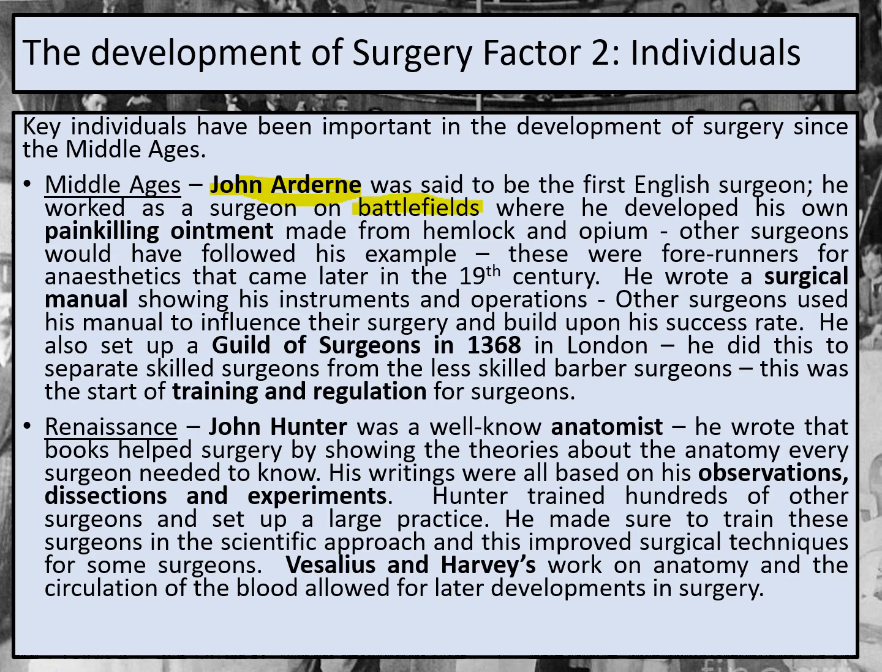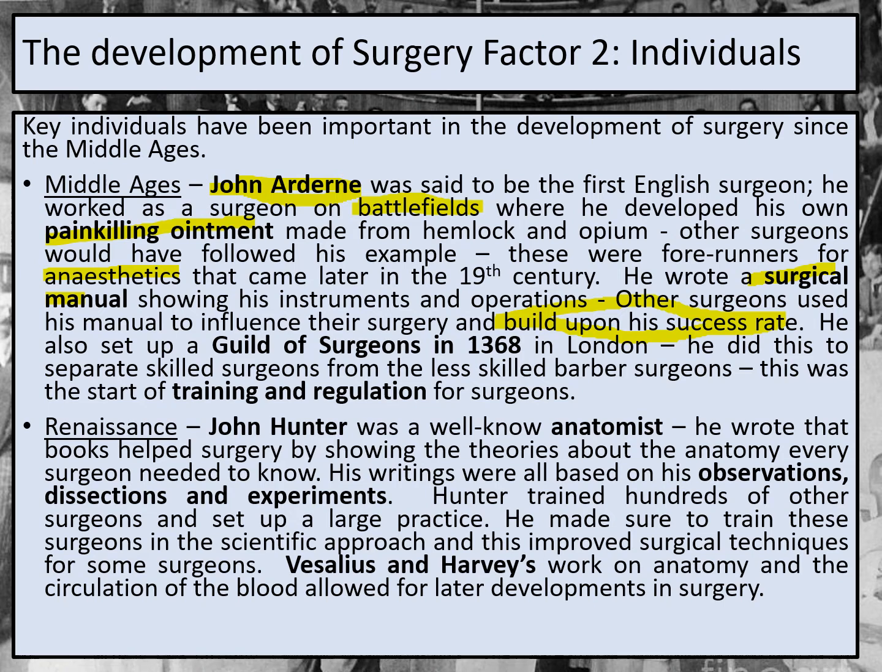So when you're thinking about doing this kind of question, think about how you can make links between the different factors as well. And of course, he developed his own painkilling ointment, made from hemlock and opiums. Other surgeons would have followed his examples. These were forerunners for anaesthetics, which came later in the 19th century. He also wrote a surgical manual, a book showing his instruments and operations. Other surgeons used that to influence their surgery and build upon his success rate.